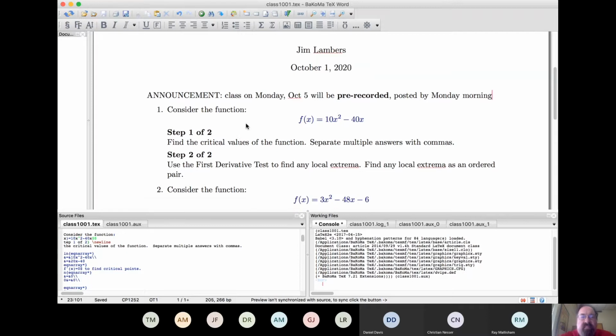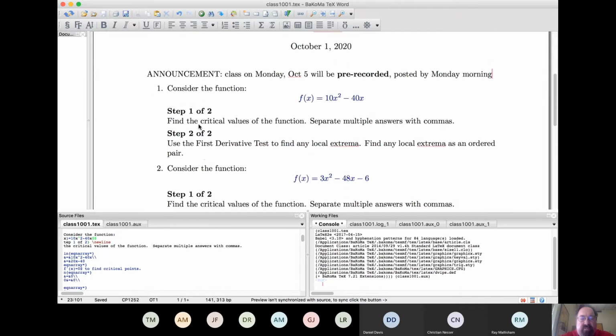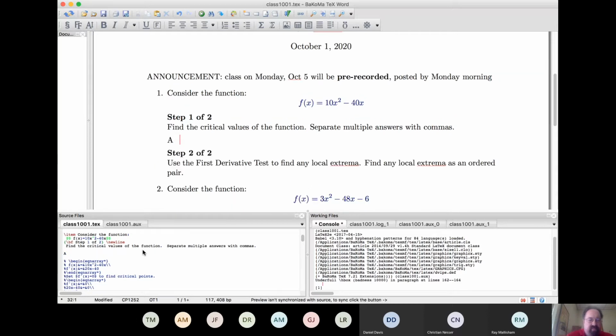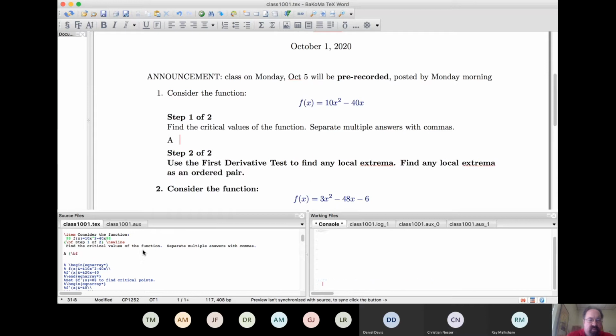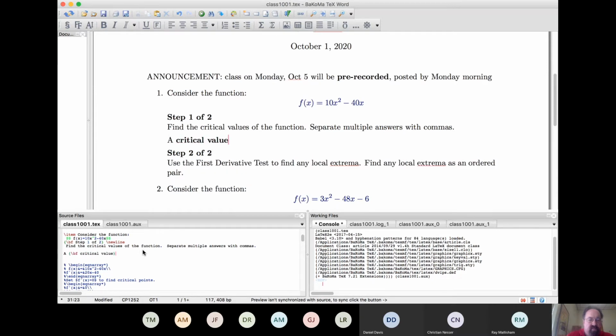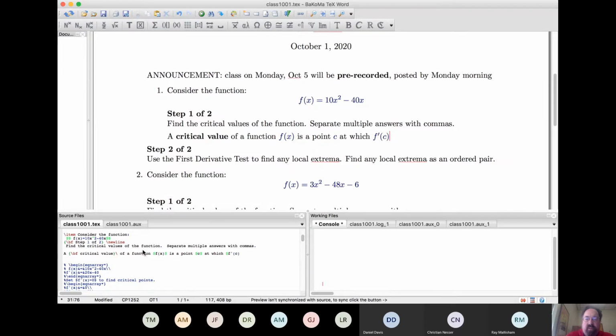Okay. So what we have here for this function, we want to find critical values of the function. Critical values are where the derivative is equal to zero. There may be more than one depending on the function. So that's the first step in several of these problems. Just remember that a critical value is the point at which the derivative is equal to zero.